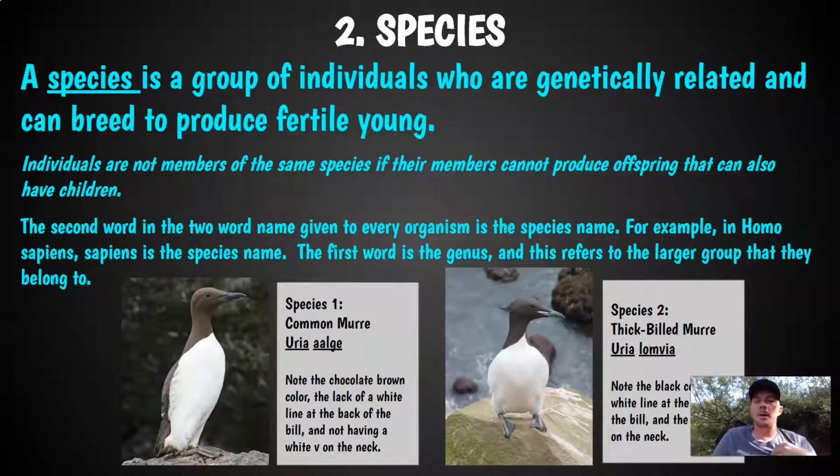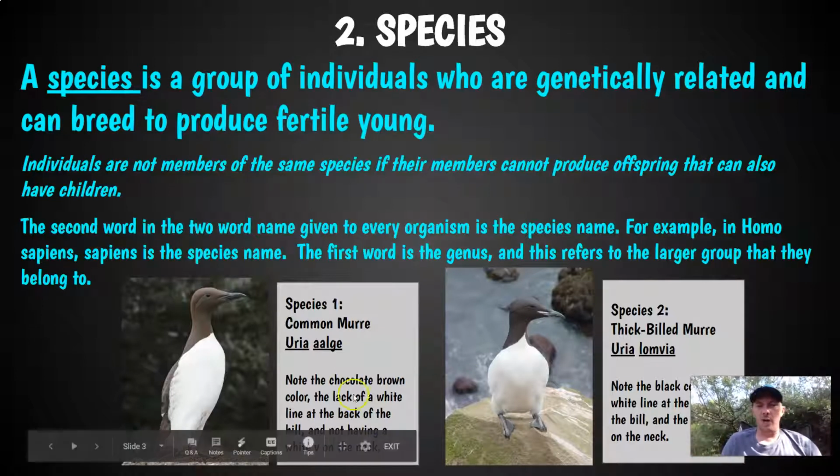So individuals are not members of the same species if their members cannot produce fertile offspring. But at times, some species look very similar and are very closely related genetically. It's kind of hard to draw that line there. So that's where we do the produce fertile offspring. Do they interbreed or not?